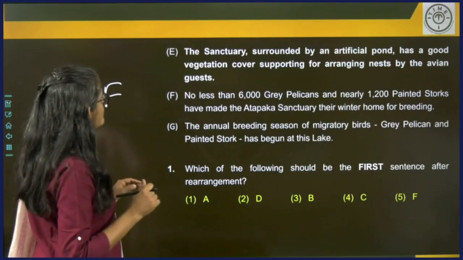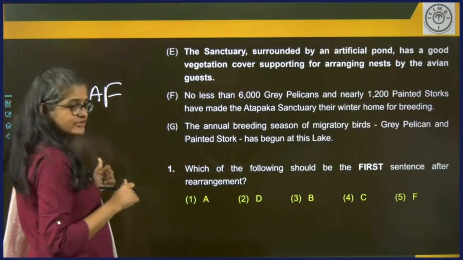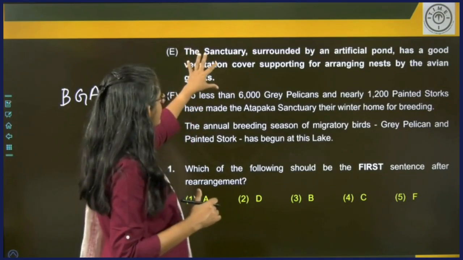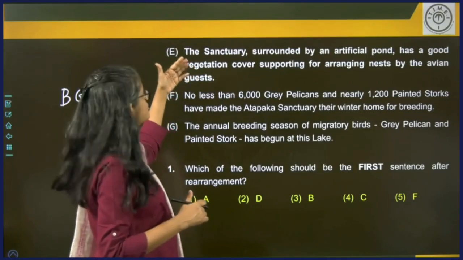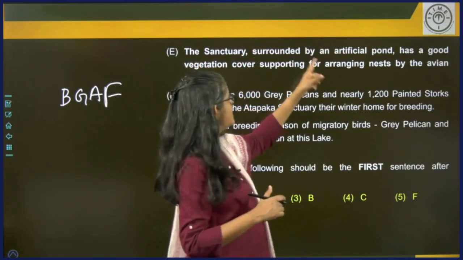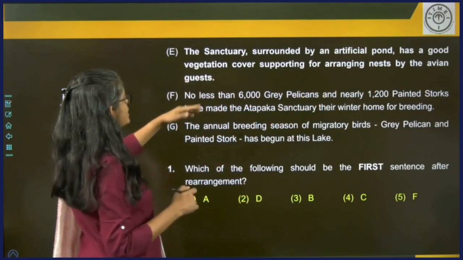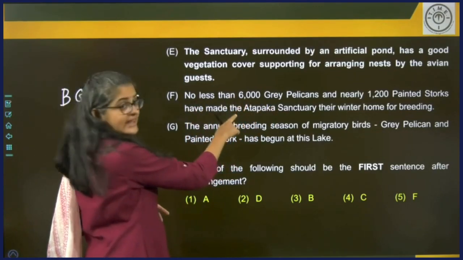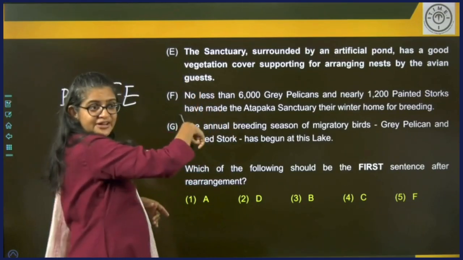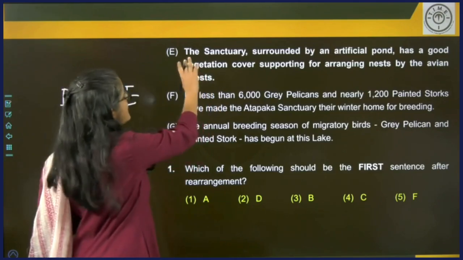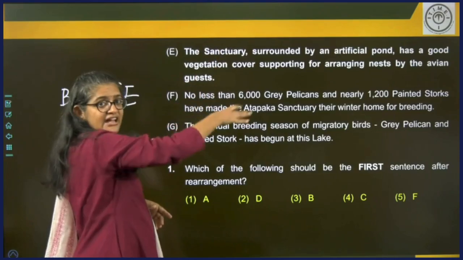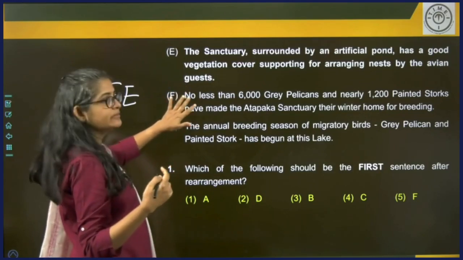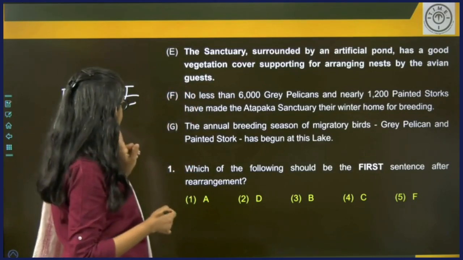Okay. Now we talked about the sanctuary, we talked about the number of birds here, then we give a little more description of the sanctuary. The sanctuary surrounded by an artificial pond has a good vegetation cover. So this is the reason why so many birds have made it their home. Okay, E is justifying the data given in F. The sanctuary has the right kind of ambience and atmosphere to support all these birds. That is the reason so many birds flock there. Now what is left?